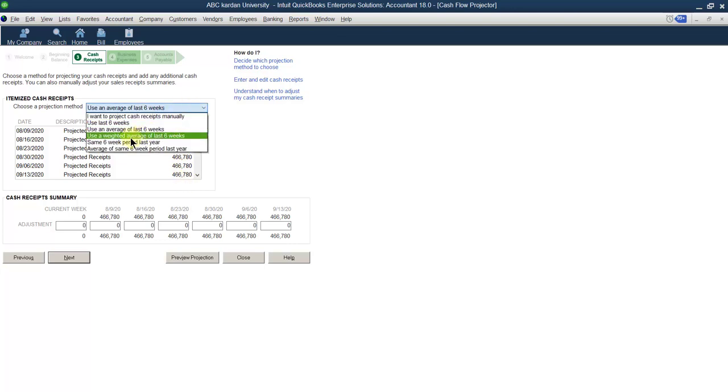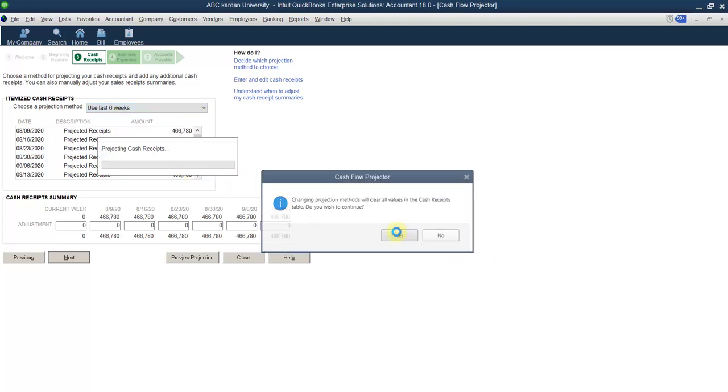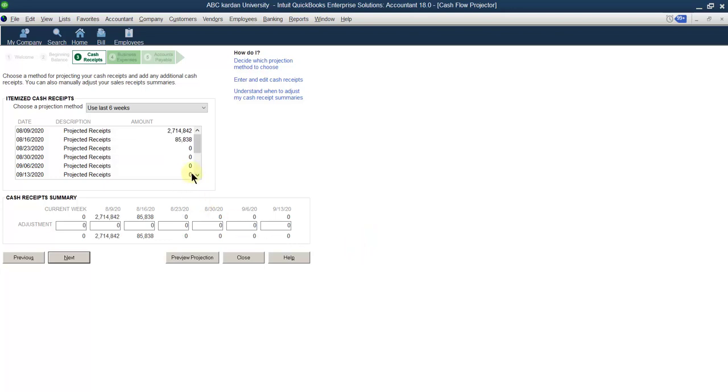The next method is to use a weighted average of the last 6 weeks. Weighted means that more weightage is given to the weeks which are closer to the future. Let us go once again to the average. See, this is basically the week which is closer to the future, so more weightage will be given to this. After this, weightage will be given to this one, and after this, to this one.